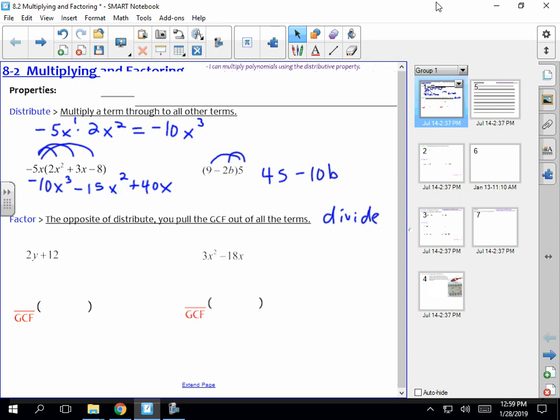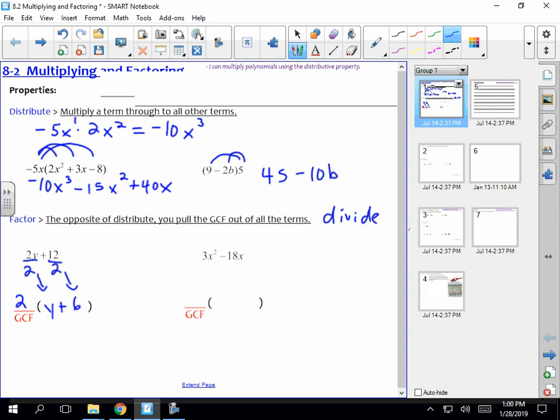And then we've got to extend that idea to variables a little bit. So I would write down as a GCF 2, and then I do my division. I'm dividing the first term by 2 and the second term by 2, and I'm writing what's left after that division in parentheses here. So I factor out the 2. 2y divided by 2, what does that equal? Just y. And then 12 divided by 2 is 6.